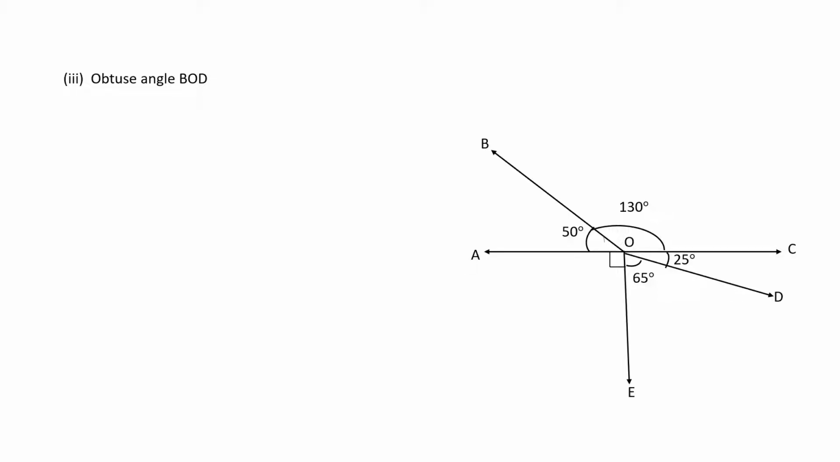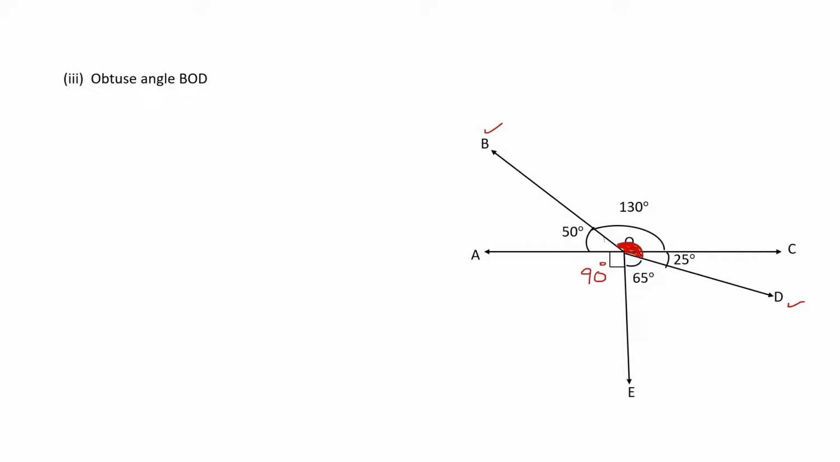Obtuse angle BOD. Okay, now what are all the angles we have here? We know all these angles. I have 50, 130, 25. We just found out 65 and this is 90 degrees. Now we need to find obtuse angle BOD. Obtuse means more than 90 but less than 180. So BOD is this full angle. I've just marked it there. This is the obtuse angle B, O and D. So this covers that whole thing.